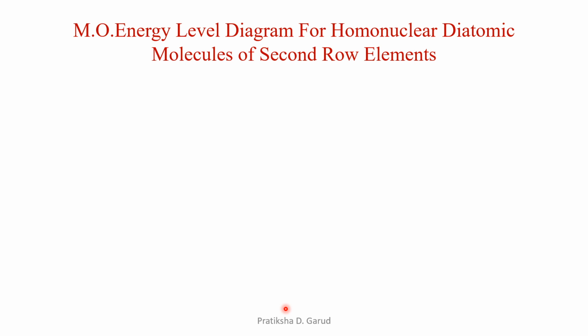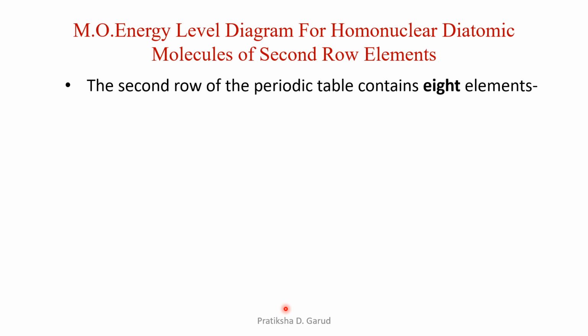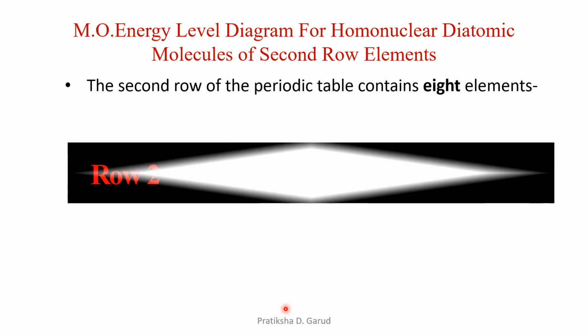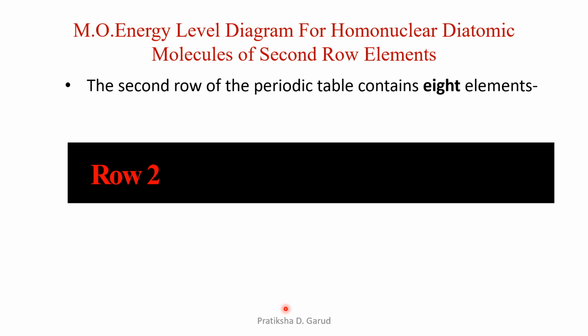of the periodic table. Now we know that there are a total of 8 elements in the second row of the periodic table. So the second row of the periodic table contains 8 elements. Which are these 8 elements? Let's see. The first element is lithium, with the atomic number 3. The second element is beryllium, with the atomic number 4.